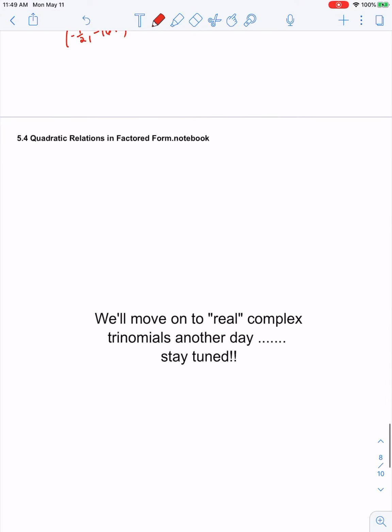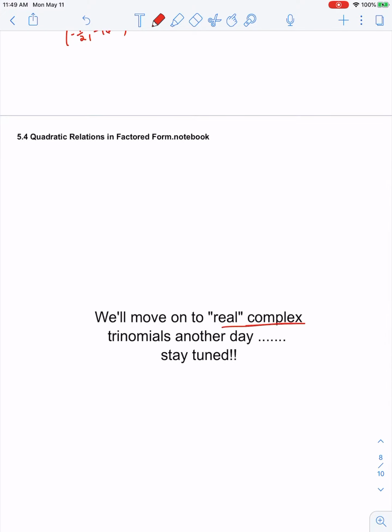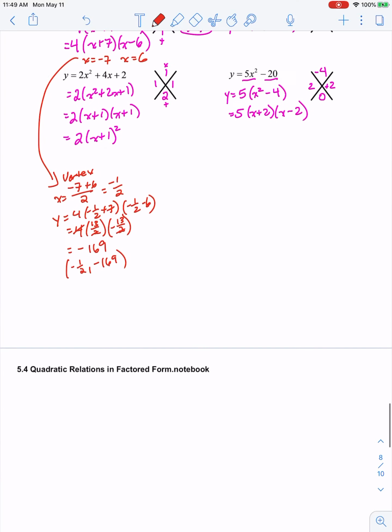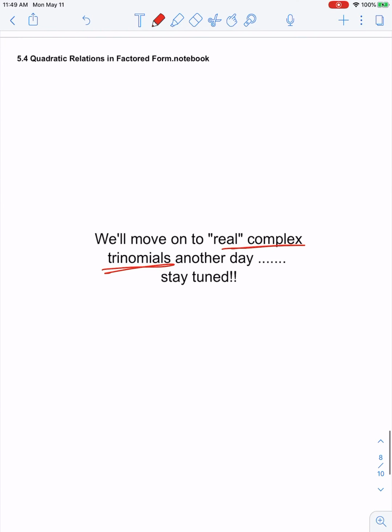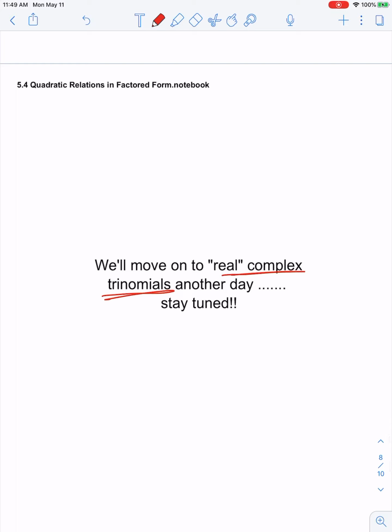Okay, we will move on to the real complex trinomials where they're not factorable, like you can't do any common factoring. Some of them we will, but it'll be different, and we'll do that on another day. So this is quite a bit of work. There's some homework to do. It's listed on D2L. There's a worksheet. There's questions out of your textbook that I would like you to do. So there's lots and lots to do. We'll move on to complex trinomials maybe next week.